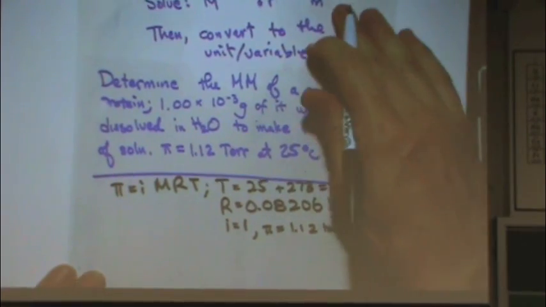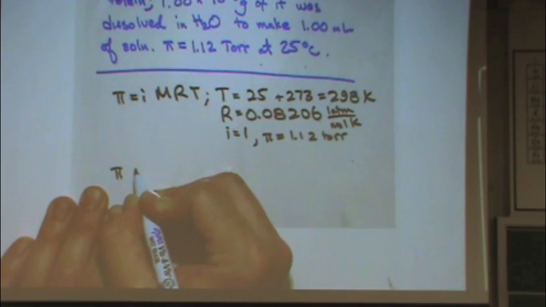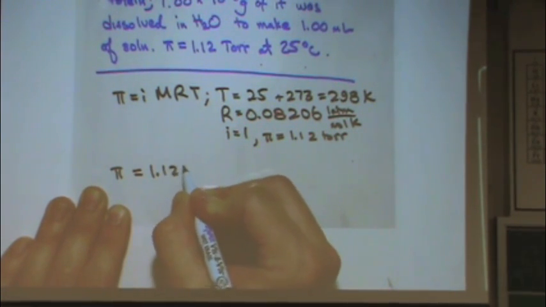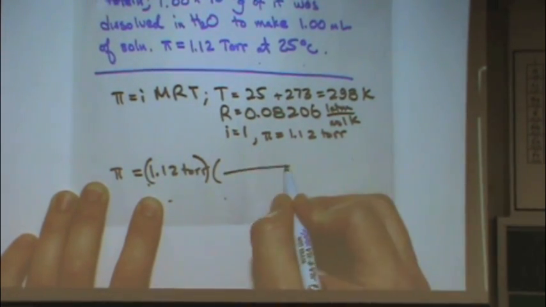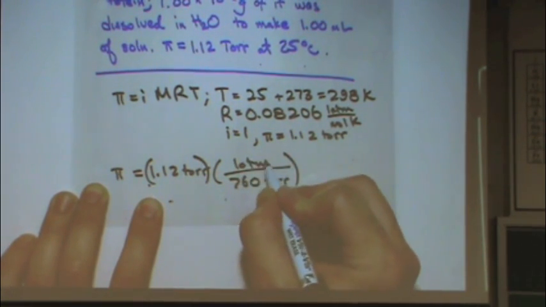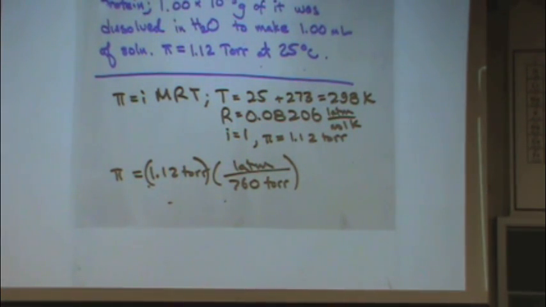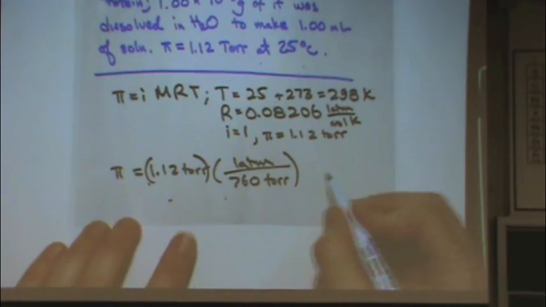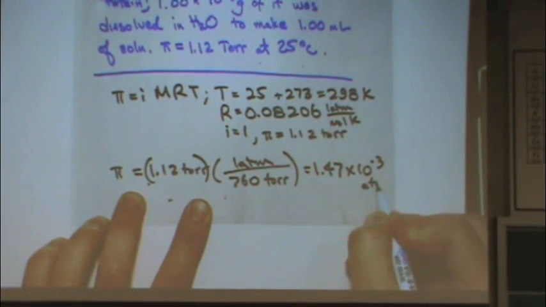Torr, I'll need to convert that though, so let me work on that. Pi equals 1.12 torr. Really, I need this in atmospheres because R is in atmospheres. Is that unusual to have to do a conversion? 760 torr, and we'll give you this conversion if you need it on the back of the exam. And that'll convert you to atmospheres. And let's see. I don't know if I calculated that number per se. I did. Here it is. 1.47 times 10 to the minus 3 atmospheres.